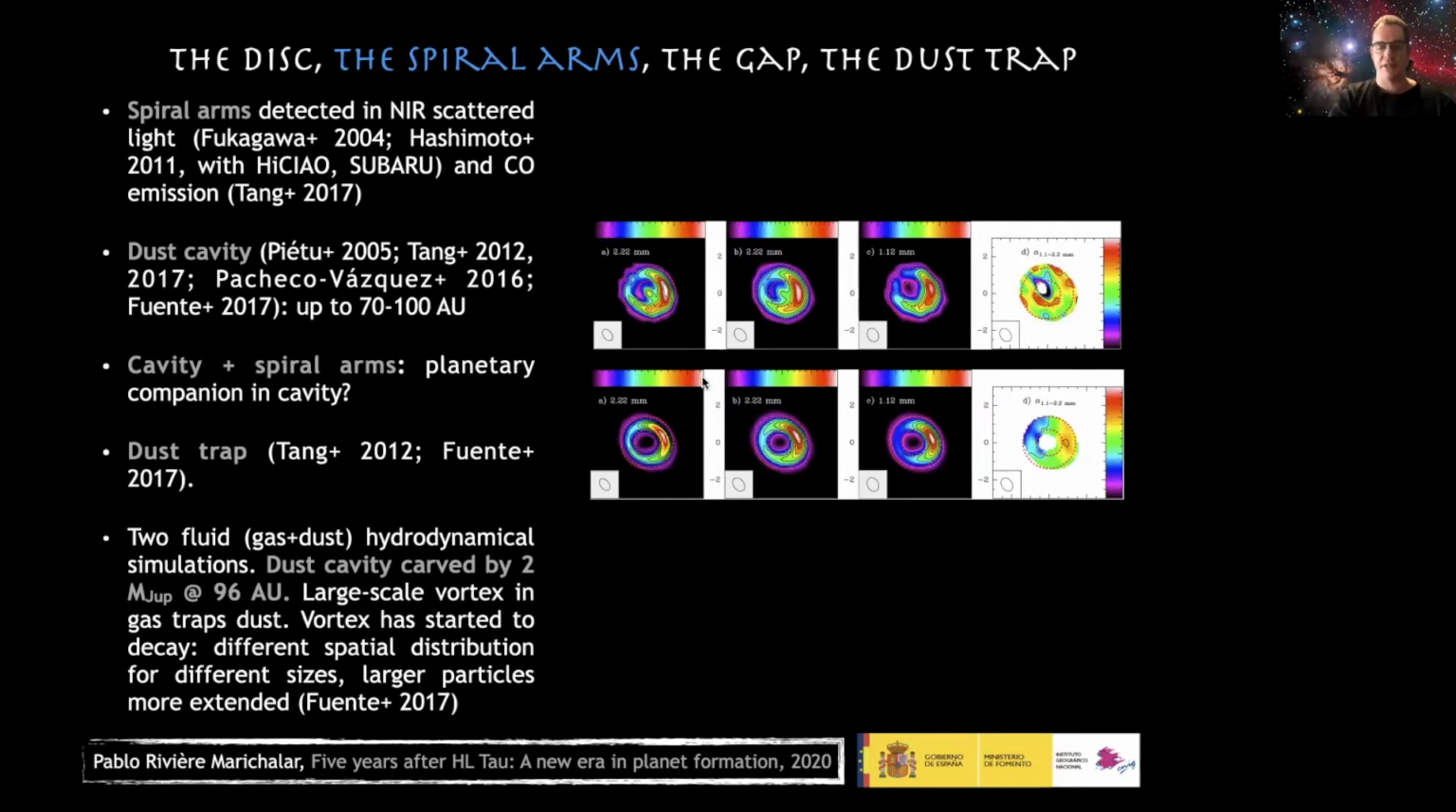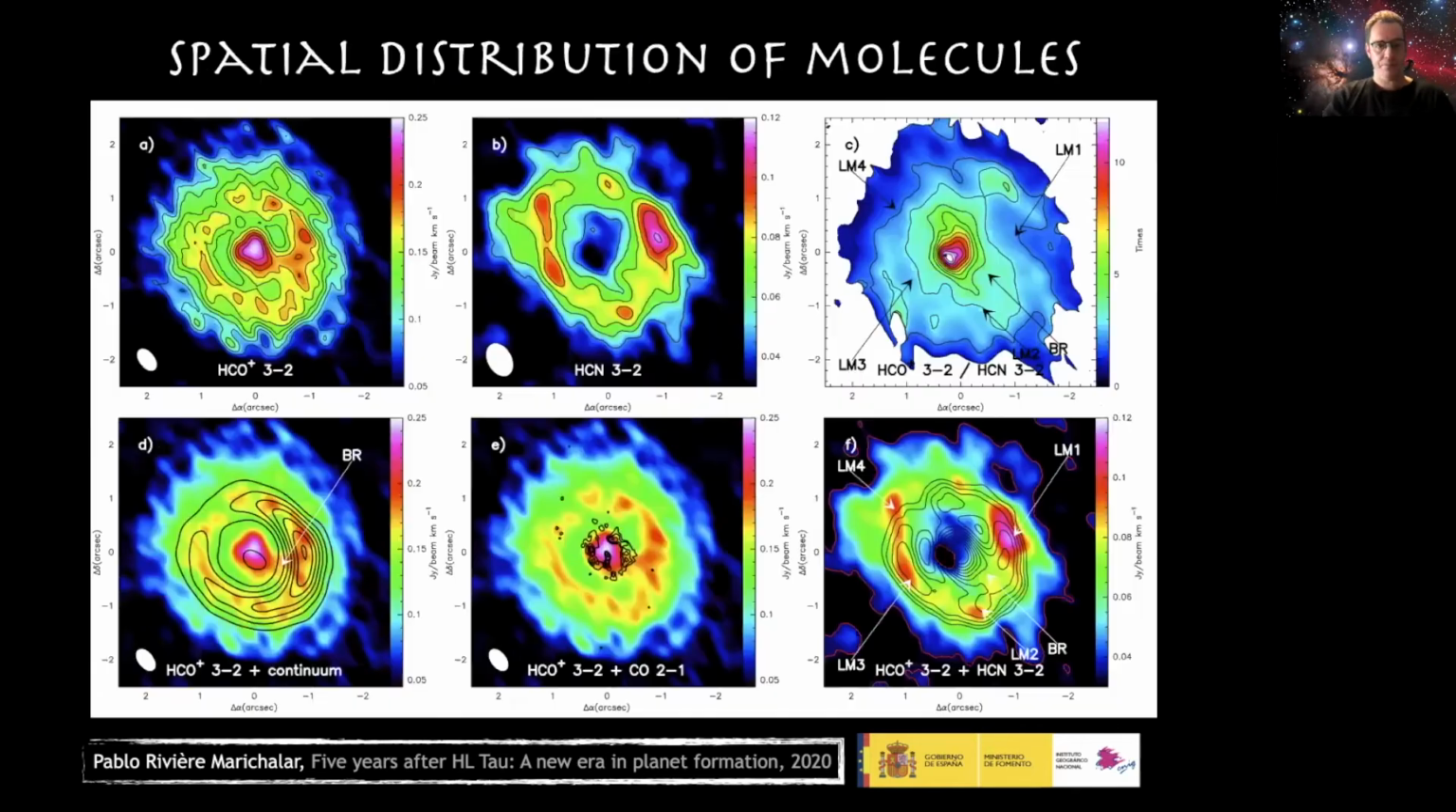You can see the results of the simulations in the bottom panel of this figure. In the top panels, we have the observations by the team. And as you can see, the model reproduces quite well the observations, exception made of the compact source towards the center. And so apparently, the presence of a 2 Jupiter mass planet at 96 AU can explain our millimeter observations.